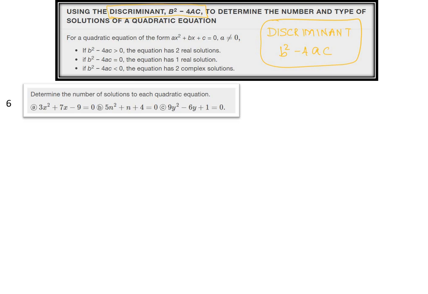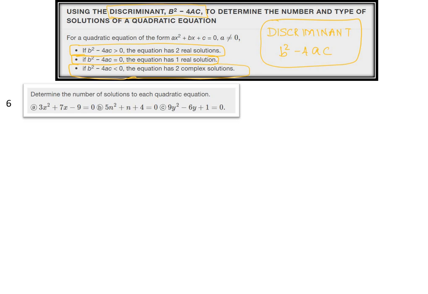And what is the restriction for that one? If b square minus 4ac equals 0, we have two equal solutions. If b square minus 4ac is positive, we have two unequal and real solutions. If b square minus 4ac is negative, we have two imaginary solutions. So positive means real solutions, negative means imaginary solutions, and equal to 0 means two equal solutions. Got it?